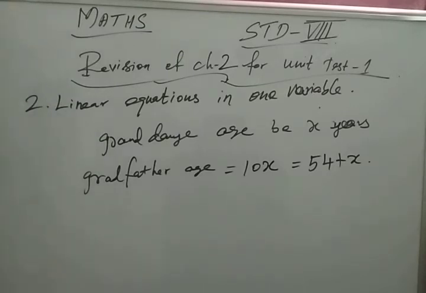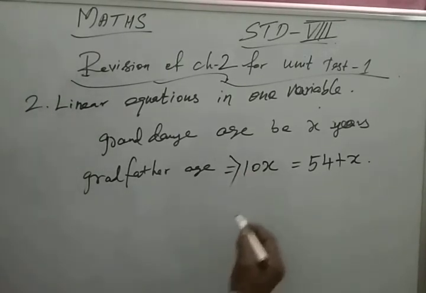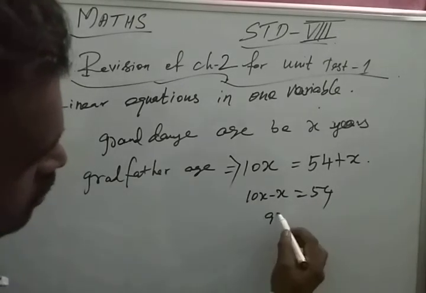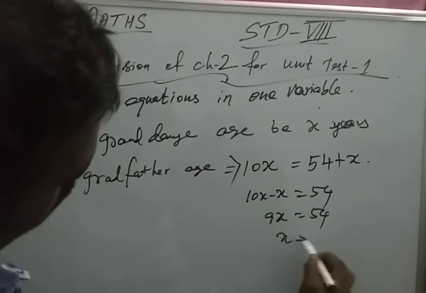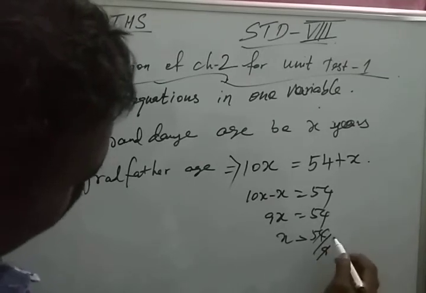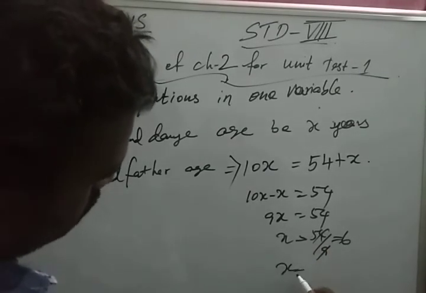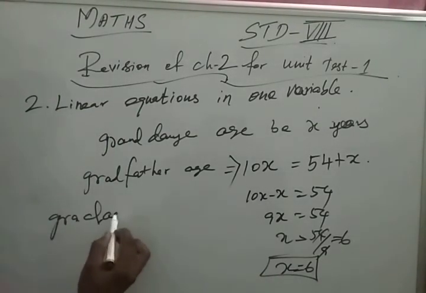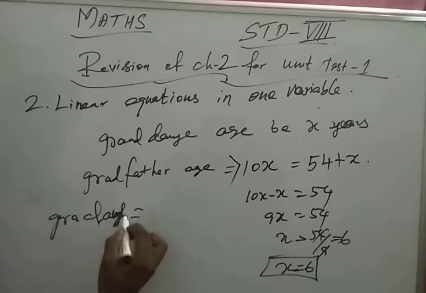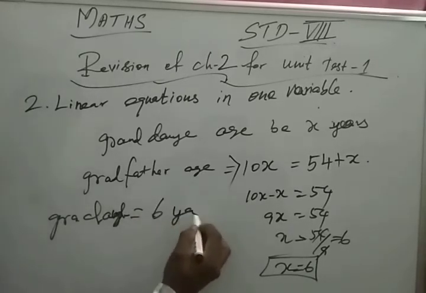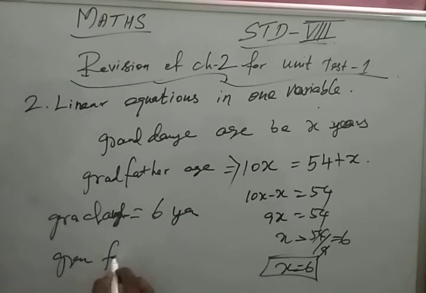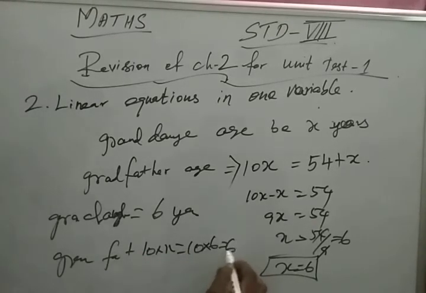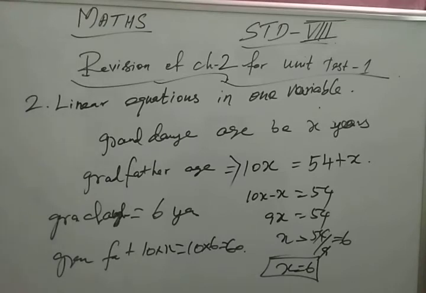Now we have to take the variable to one side. If you take 10x minus x is equal to 54, then 9x is equal to 54. x is equal to 54 divided by 9, which is 6. So the granddaughter's age is 6 years, and the grandfather's age is 10 into x, that is 10 into 6, which is 60 years. So their ages are 6 and 60 years.